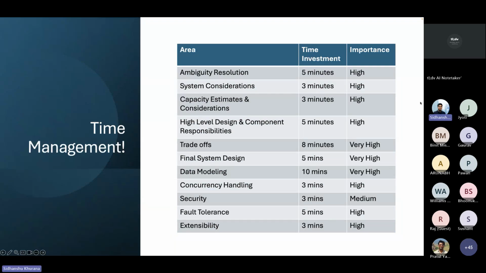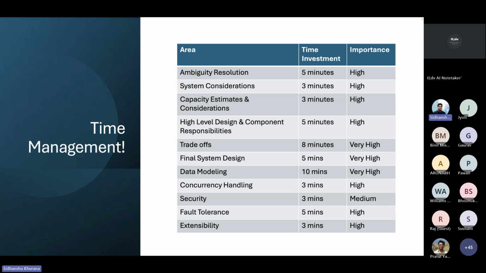I would also like to cover time management, because it's generally a 45 to 50 minute interview. Talking about the core problem, ambiguity resolution we should cover in 5 minutes. Importance is high. System considerations, again, we should target to finish in 3 minutes. Importance is high. Capacity, quant, 3 minutes, high. HLD and component responsibilities, 5 minutes. Again, importance is high.